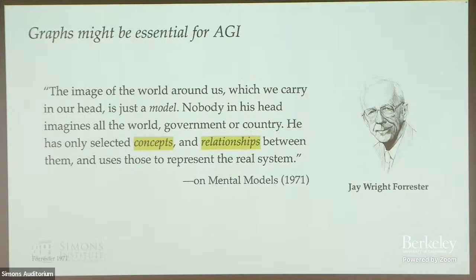And this is a quote from Jay Forrester. So he was writing about mental models, that what we carry in our head is just a model, and nobody imagines all the world or a country. He only selects concepts and relations between them, right? So these are exactly nodes and edges in the graph, right? If you abstract them in this way.